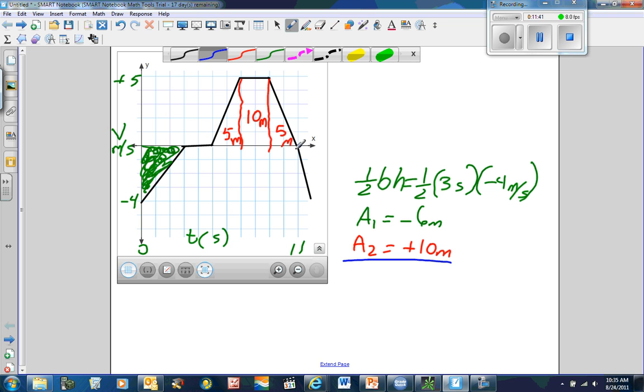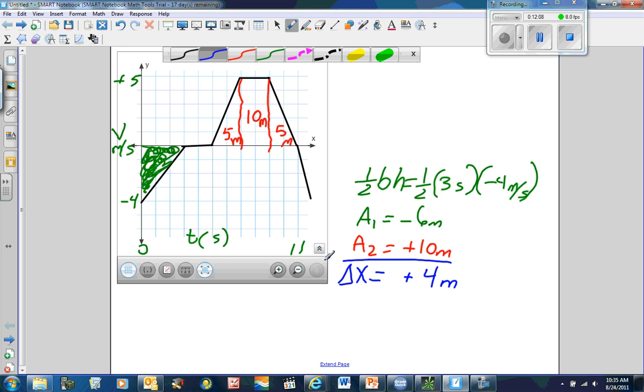So let's just stop there and find the result of those two. Let's not worry about this one because it's off the scale and I added it. Let's just worry about this green and this red area, and I just sum those up. That means I say 10 plus -6, which is going to be +4 meters. So my total displacement for this whole thing, delta x, is +4.